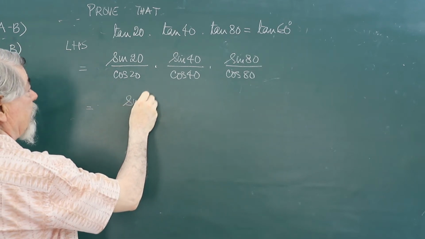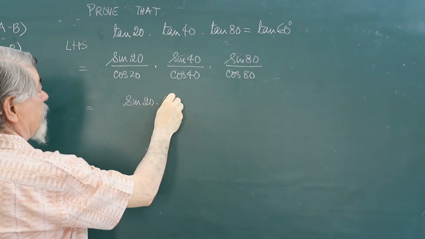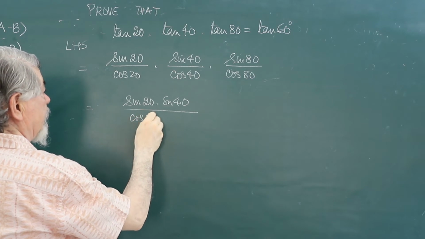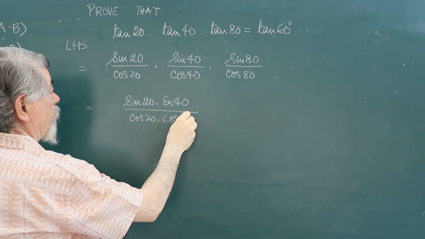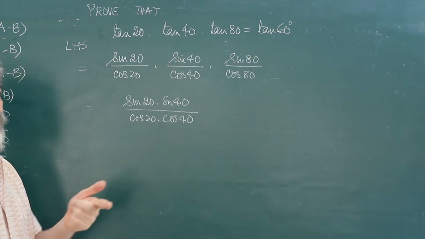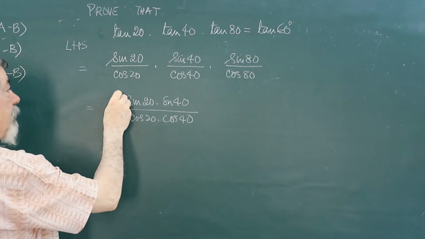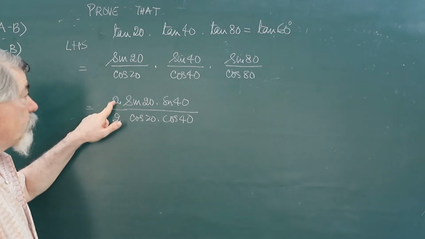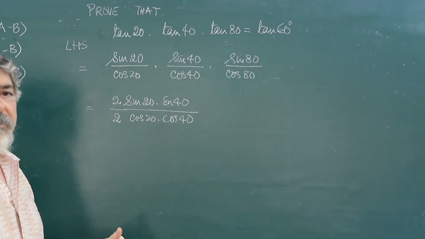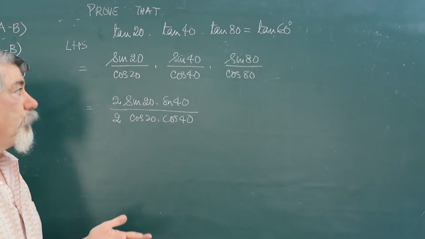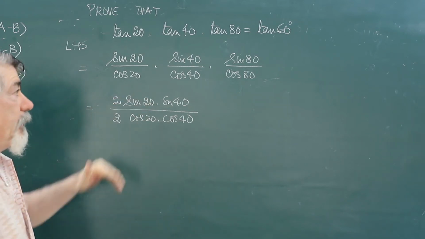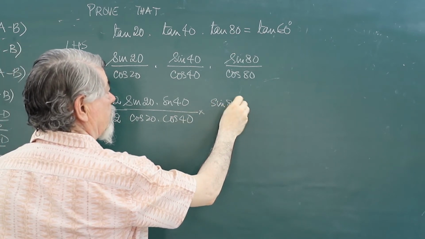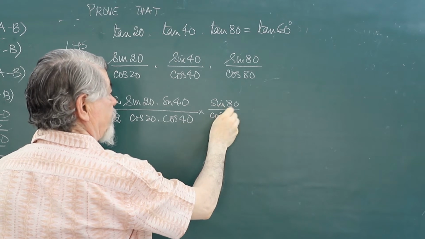I'll combine sine 20 and sine 40, and I'll combine cos 20 and cos 40. And we have the formula 2 sin A sin B, so I'll multiply the numerator by 2. I'll multiply the denominator also by 2. So both numerator as well as denominator are multiplied by 2, so it will not make any difference. And then here sine 80 upon cos 80.